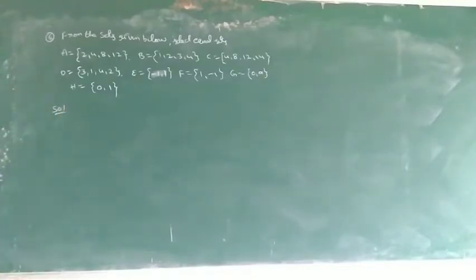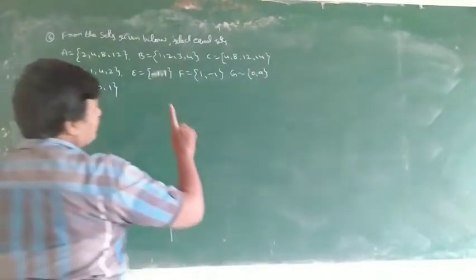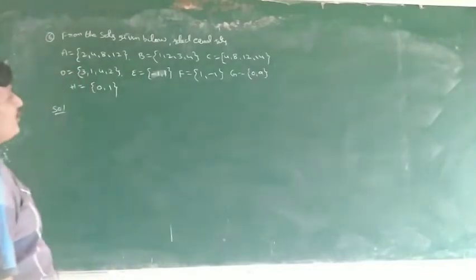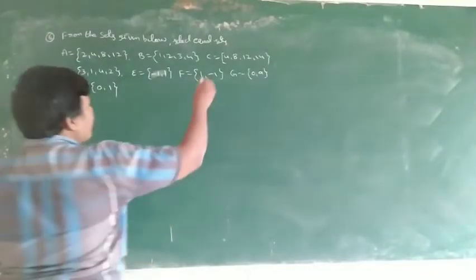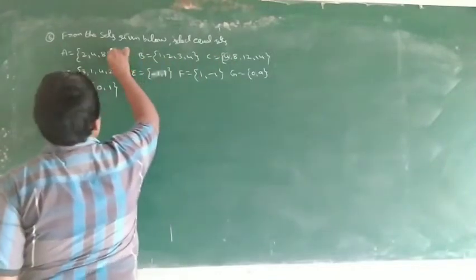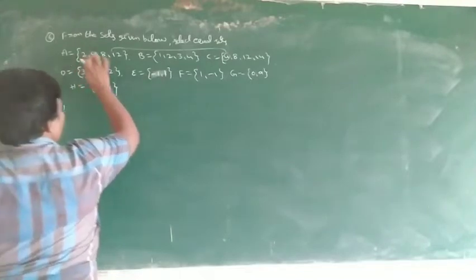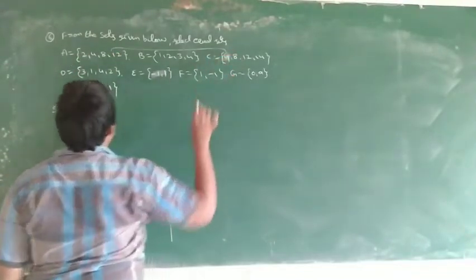First, A is {2, 4, 8, 12}. B is {1, 2, 3, 4}. Not equal. C is {4, 8, 12, 14}. Comparing A and C, this is not equal; only one element is different. 2 is different, so this is not equal.